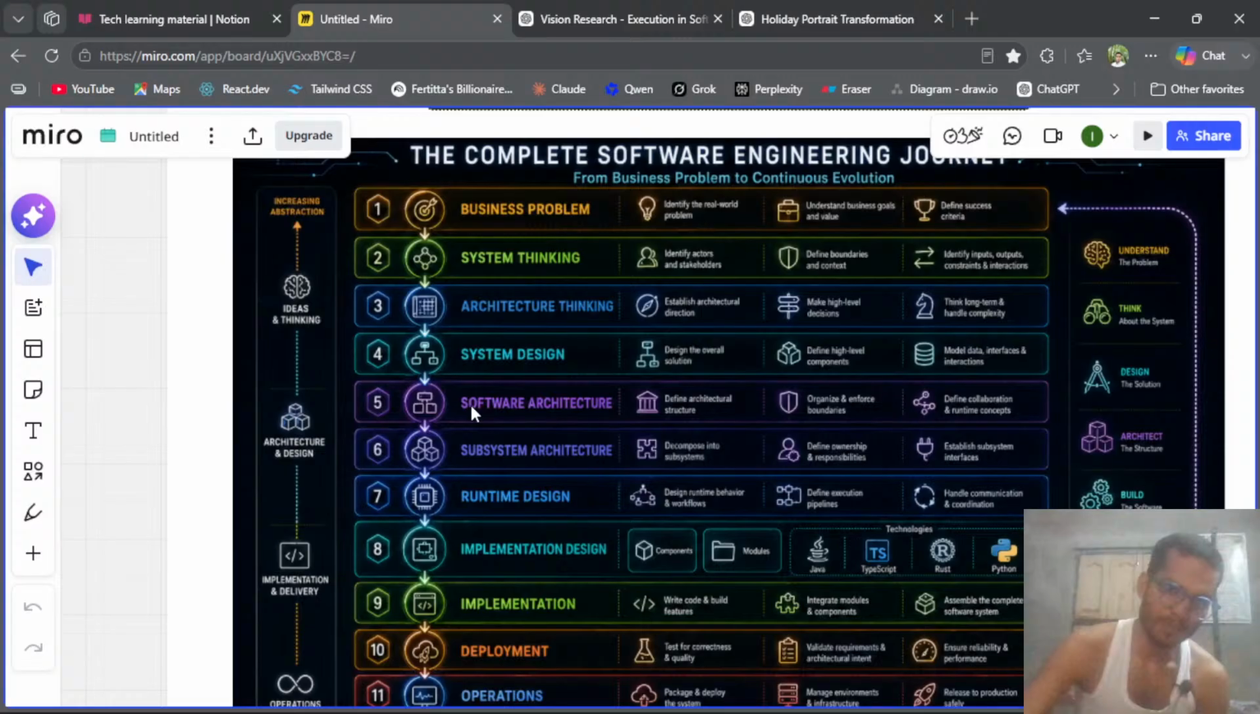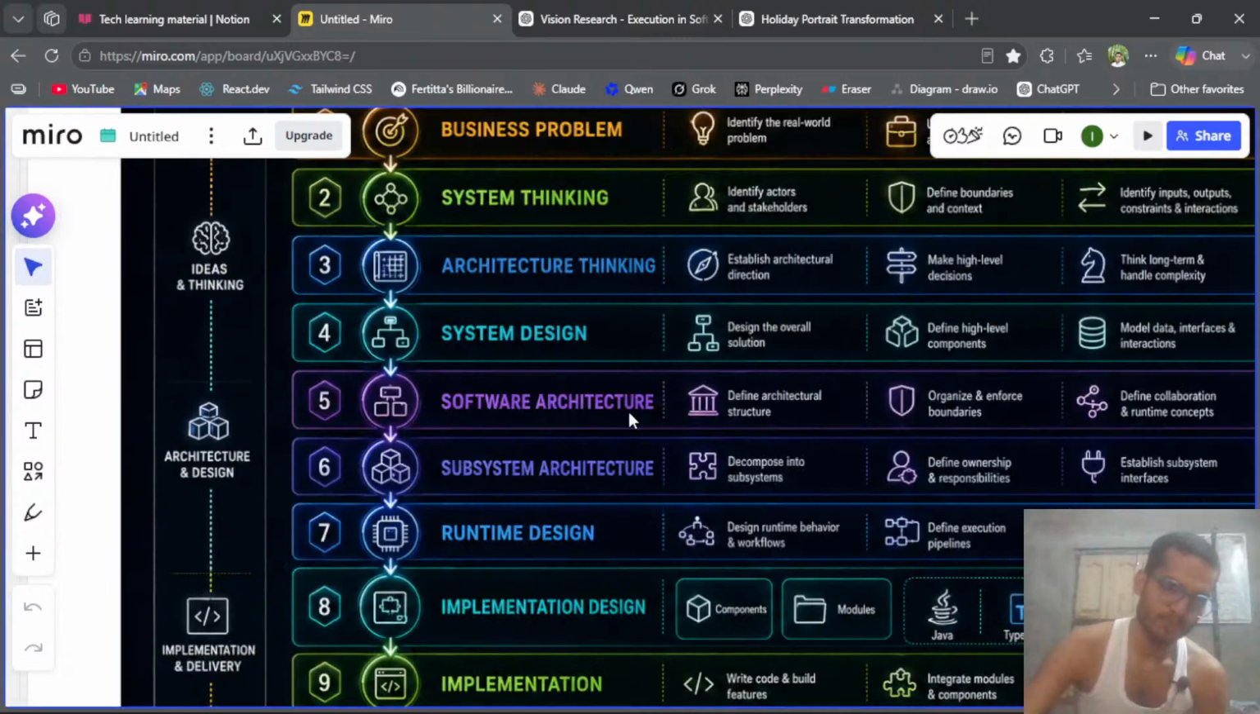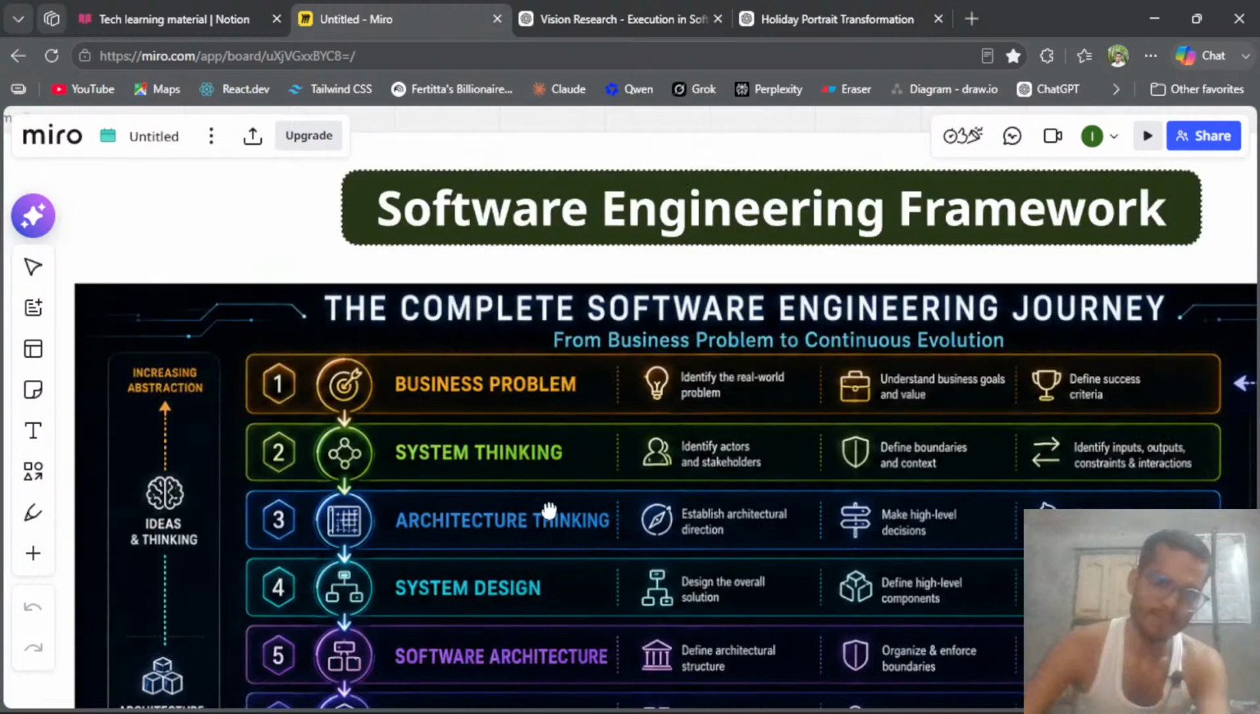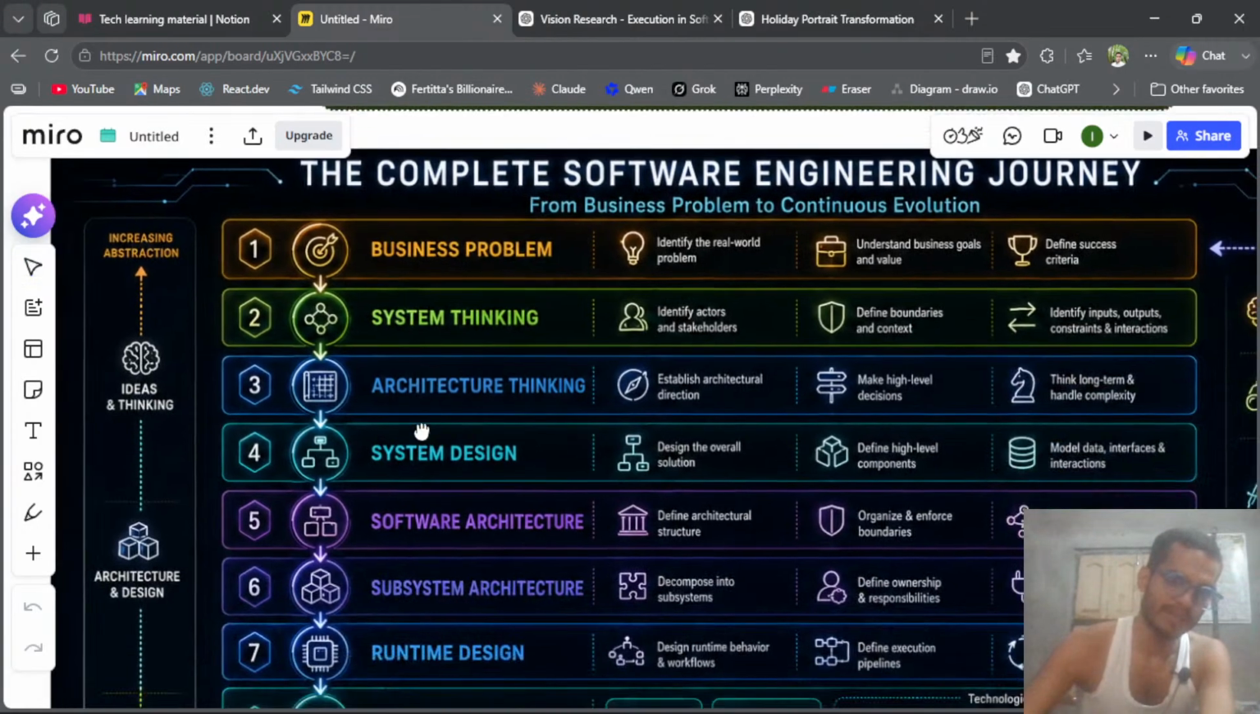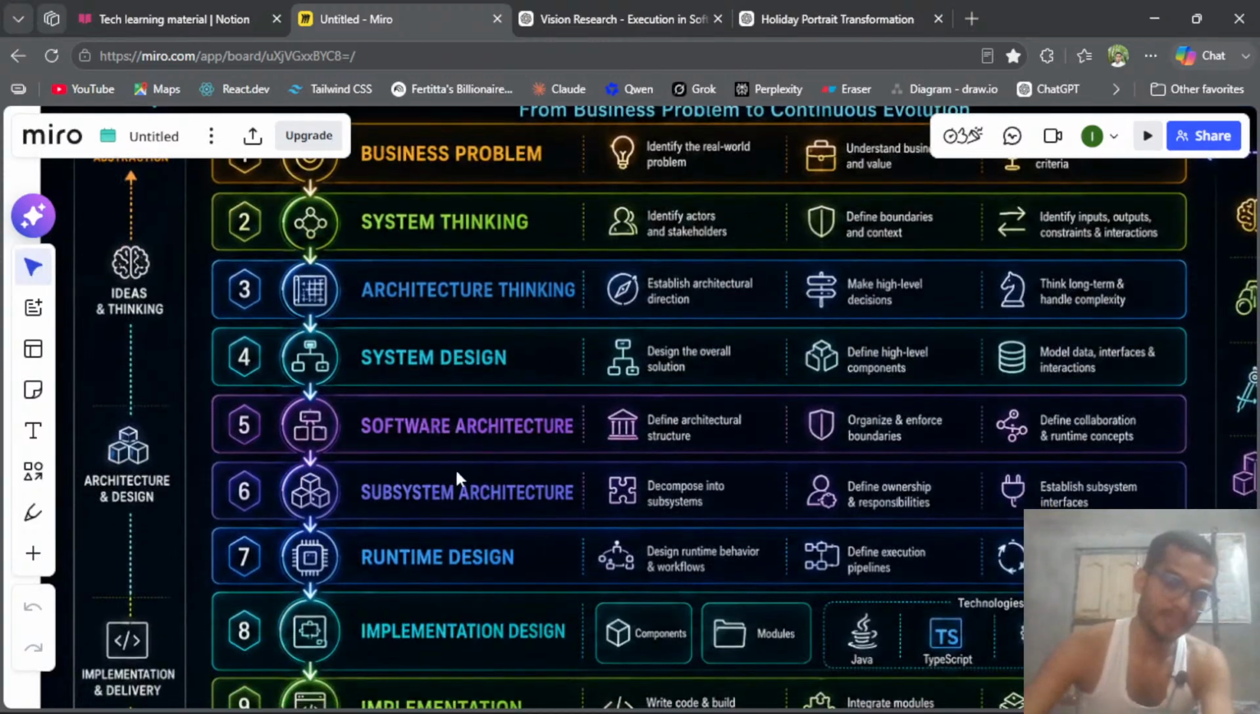If you look at stage 5, we call it software architecture, and then we have a business problem. If you don't know what problem you are solving with your product, you just create a toy, and maybe you create amazing software, but nobody wants that. So the first stage is business problem, and then we have system thinking, architecture thinking, system design, and then software architecture, right?